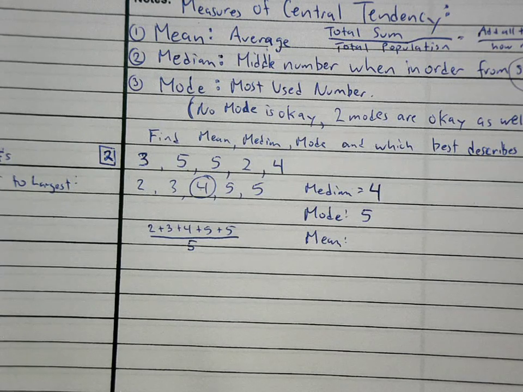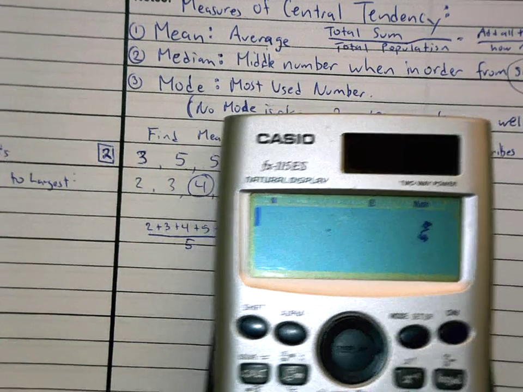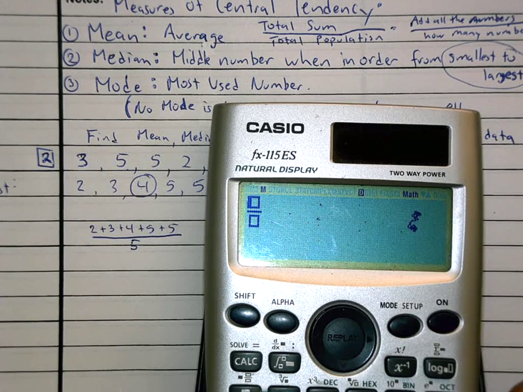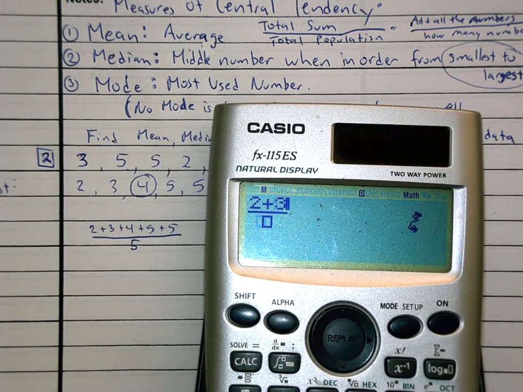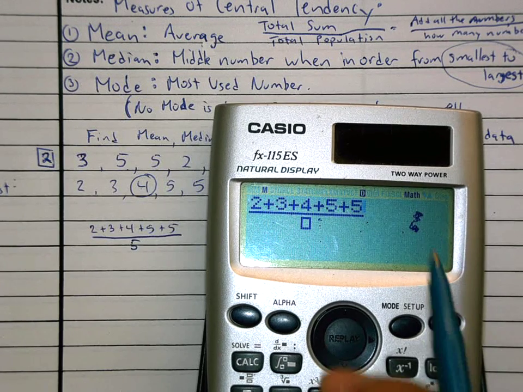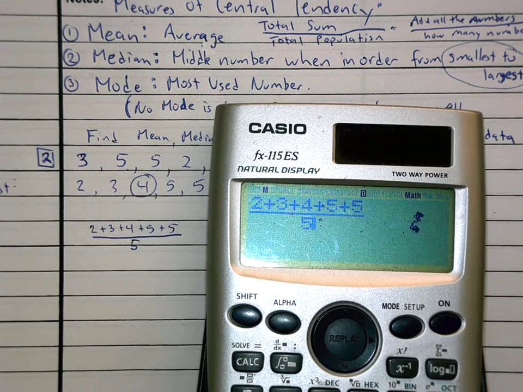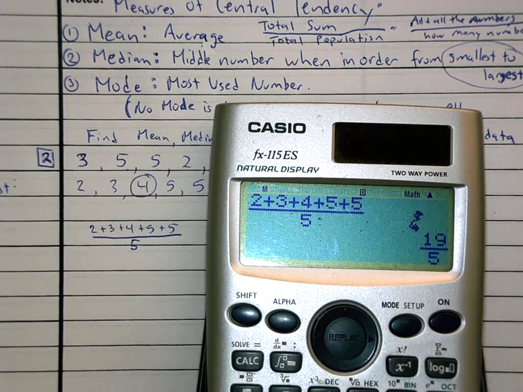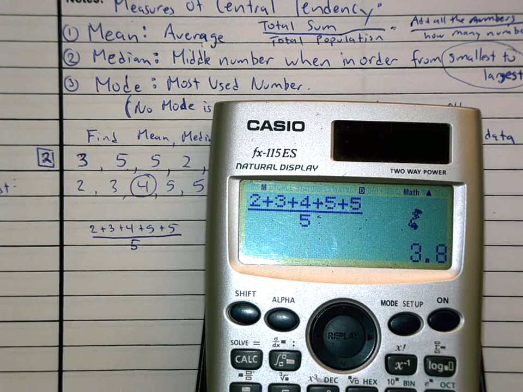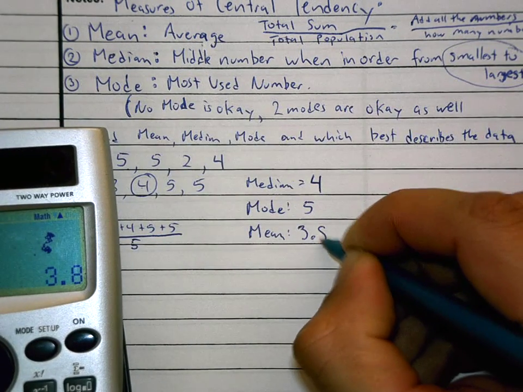I do recommend you use your calculator. I also recommend you use the fraction button as you're doing these by hand. So let me slide that over just a little bit. Here's the fraction button right there. On top, 2 plus 3 plus 4 plus 5 plus 5, divided by 5. This calculator will give it to you as a fraction. I want you to switch it to a decimal. What is the mean? What is the average of the numbers that you see here? 3.8.